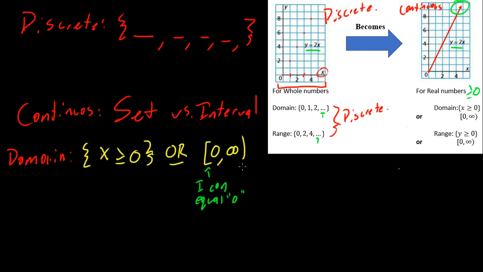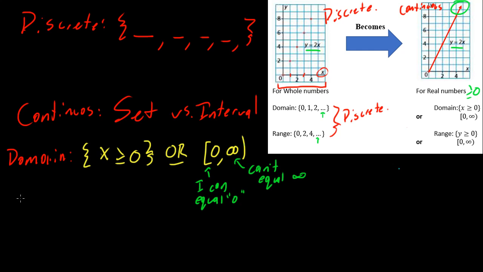Now, infinity, remember how I said that we can't actually equal infinity, it's more of a concept? That's exactly why we're using the curved brackets here, the non-inclusive brackets. I call them round brackets, but they're non-inclusive brackets. So we have set notation for domain for a continuous function: x is greater than or equal to 0, based upon our graph. Or in interval notation, we can do this.